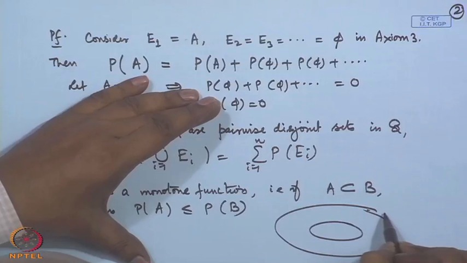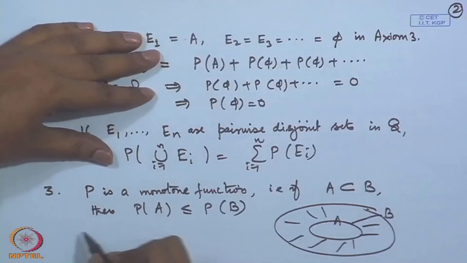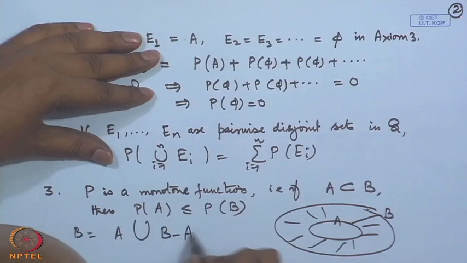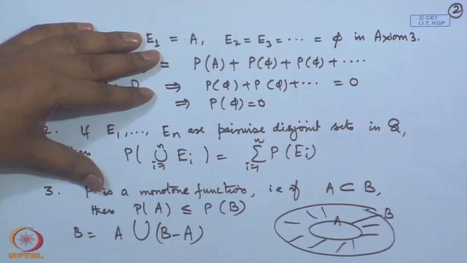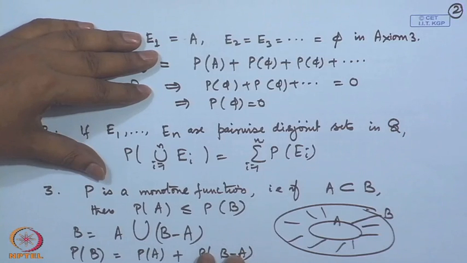Let us consider say this set as B and A as a subset. Then basically B is actually equal to A union B minus A. Now, this is a disjoint union, so probability of B is equal to probability of A plus probability of B minus A. Since this is a non-negative term, you can conclude that probability of A is less than or equal to probability of B. So, it is a monotone function.